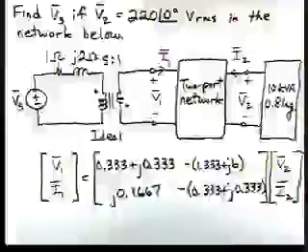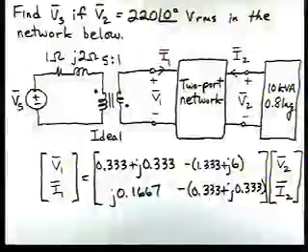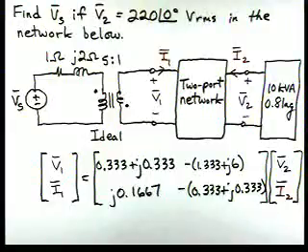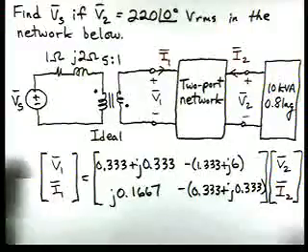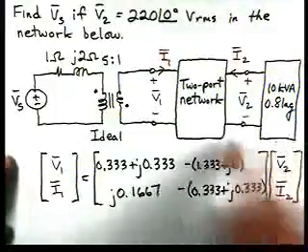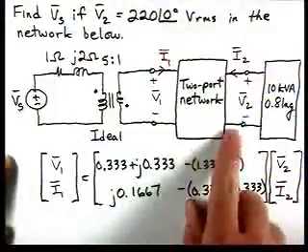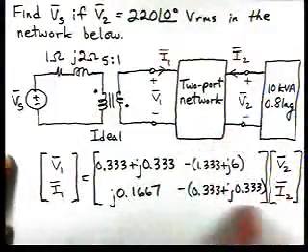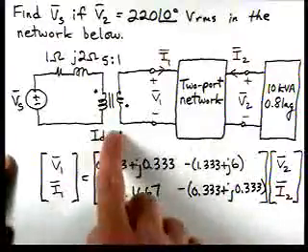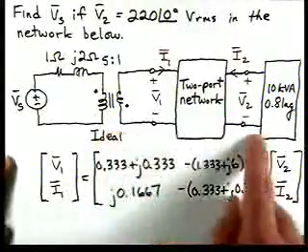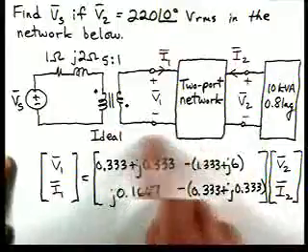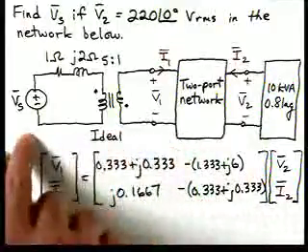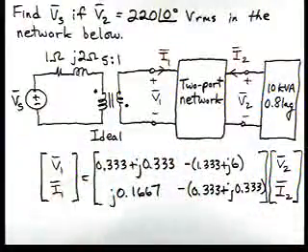In this problem, we're asked to find Vs if V2 is 220 at an angle of 0 degrees volts RMS in the network below. If we look at our network, we've got a load represented with a complex power. There's a two-port network that's described by a set of transmission parameters. Then there's an ideal transformer, so we're going to start and work our way through the two-port, through the transformer, and back over to V sub S.